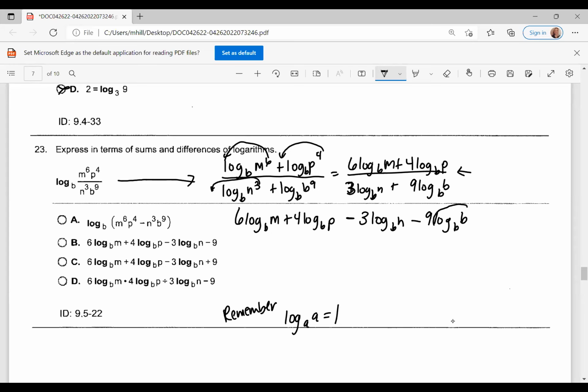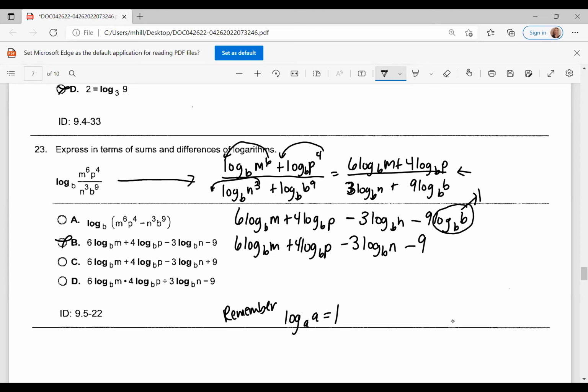Well, this we just said, because these are both b's, this is just 1. So your right answer should be 6 times the log base b of m plus 4 times your log base b of p minus 3 times your log base b of n minus 9 times 1, which is just 9. And so you're going to end up with the right answer on 23 being B. Okay, going to be B.